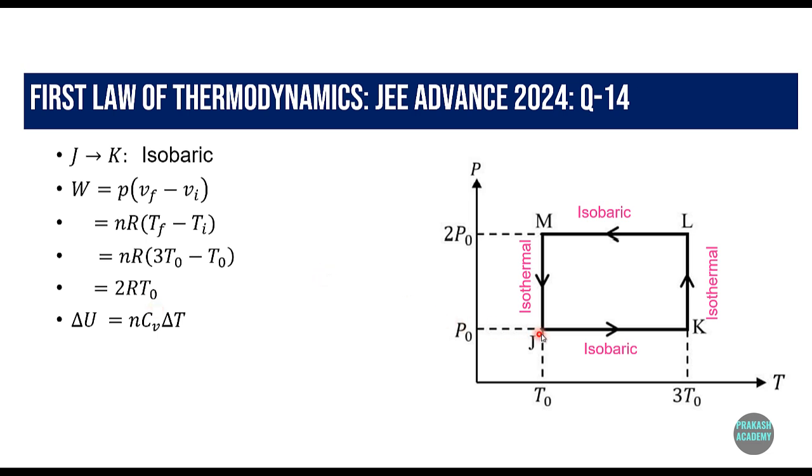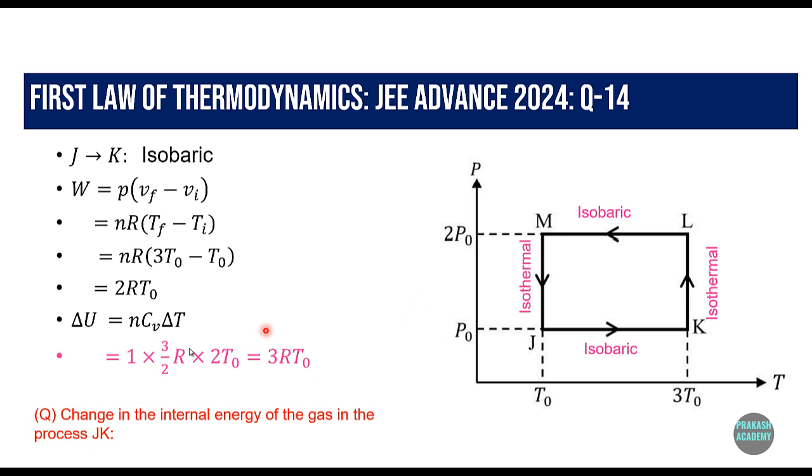So this is the work done in this process. What is the change in internal energy? That is dU, so that is n CV dT. n equals 1, that is given, and for a monatomic gas CV equals 3 by 2 R, and the change in temperature is 3 T naught minus T naught, that is 2 T naught. So this 2 and this 2 cancel out, so this becomes 3R T naught.